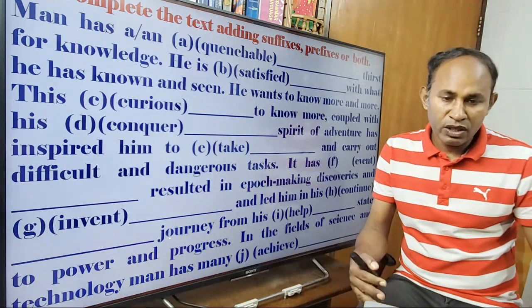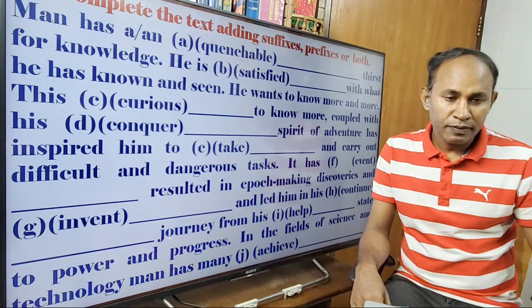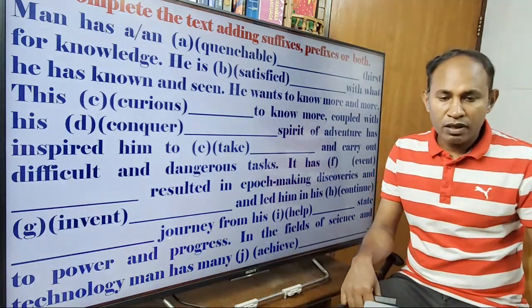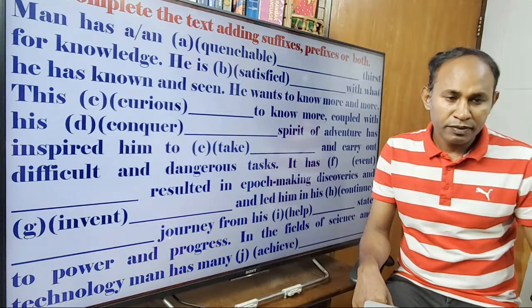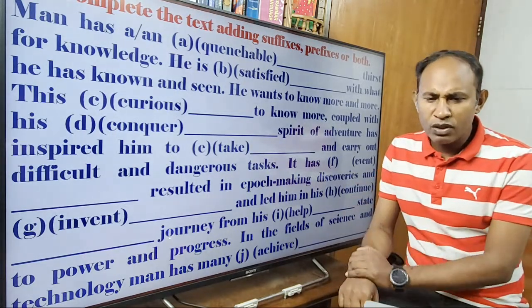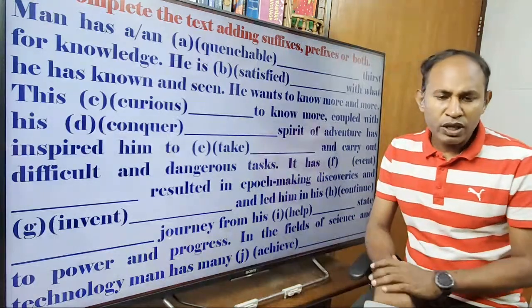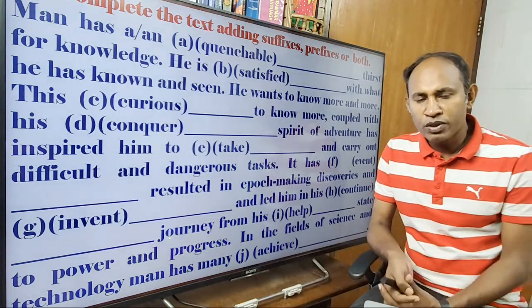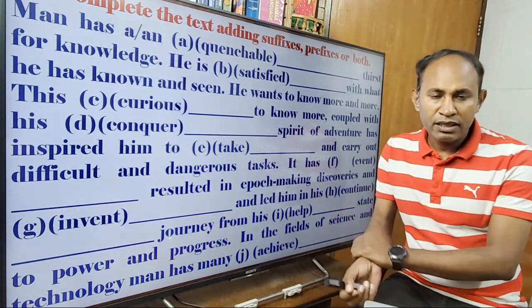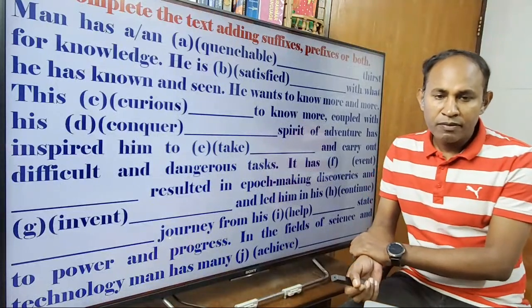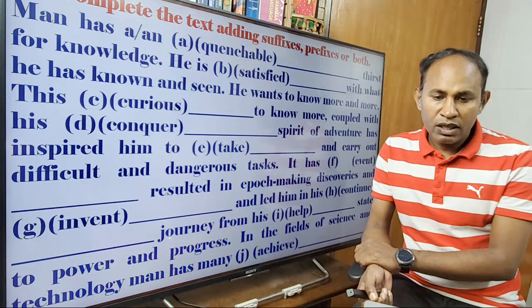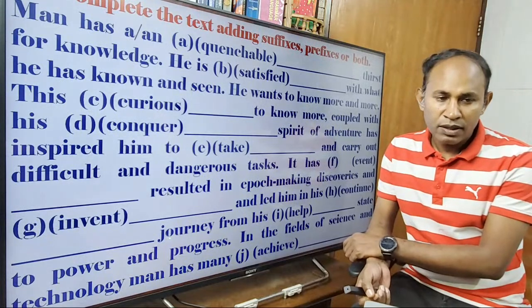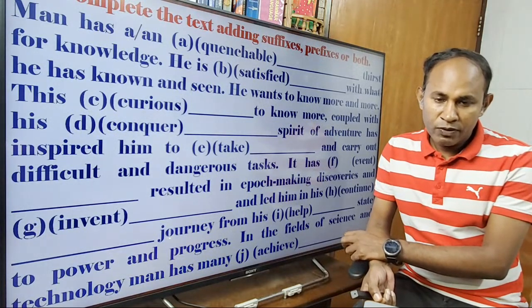So would you please write down the next one? Carry on, please. Man has a or an quenchable thirst for knowledge. This is very important not only for the students of JSC but also, I think, for any student of SSC exam. This passage is so important for you, and there are some words that are actually very new ones, I must say, to some of you. So you will all have to be very careful about the use of those words in the passage. This passage is so important for all of you.